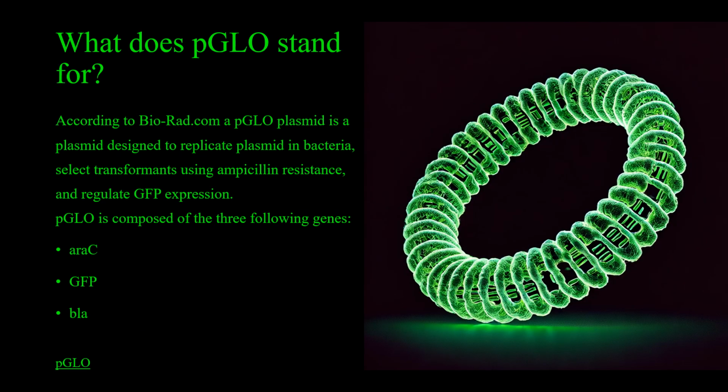What does pGLO stand for? According to Biorad.com, a pGLO plasmid is a plasmid designed to replicate in bacteria. Selected transformants use ampicillin resistance and regulate GFP expression. pGLO is composed of the three following genes: araC, GFP, and bla.